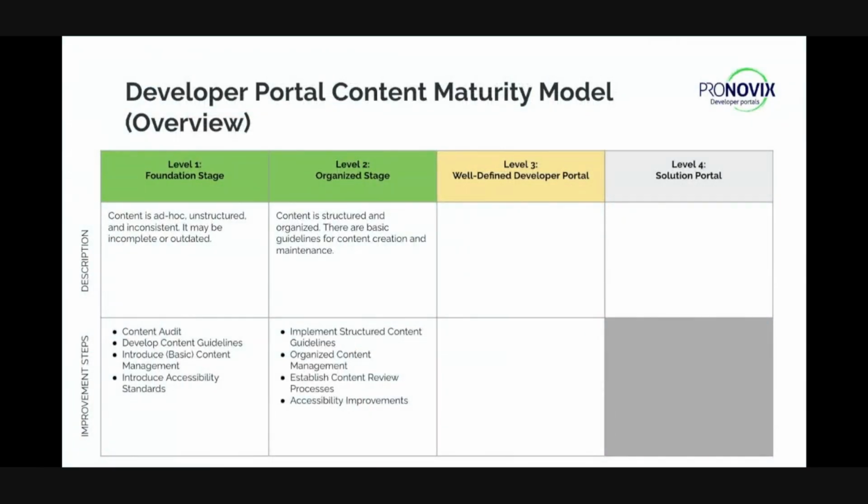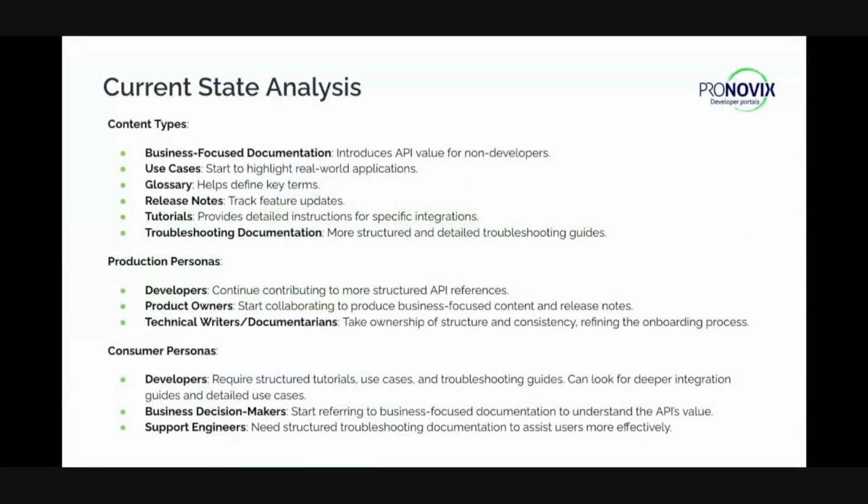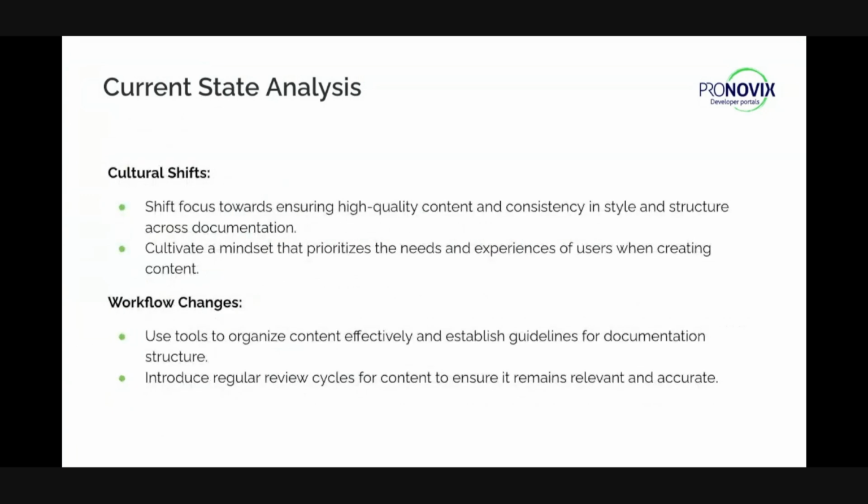Okay, so here we are now, approaching level 3. And as you can see, the number of content types is slowly, steadily growing. We now have use cases, trial sections, step-by-step tutorials, etc. Also, our consumer personas are not just devs anymore, but business decision makers and support engineers too. And let me stress here that this does not necessarily have to be the same on your developer portal project, but this is what we assume how it should be.